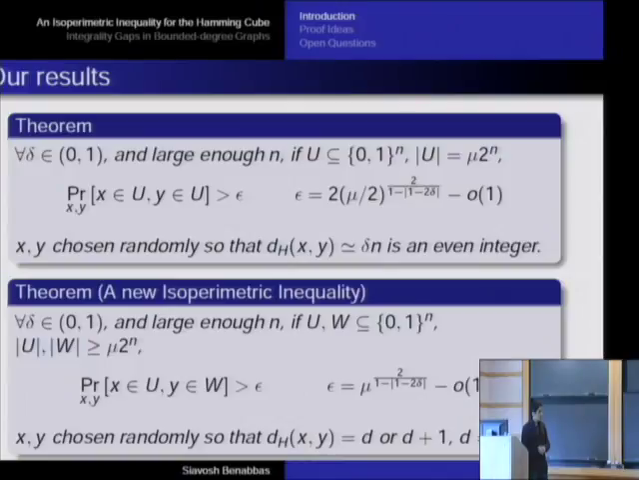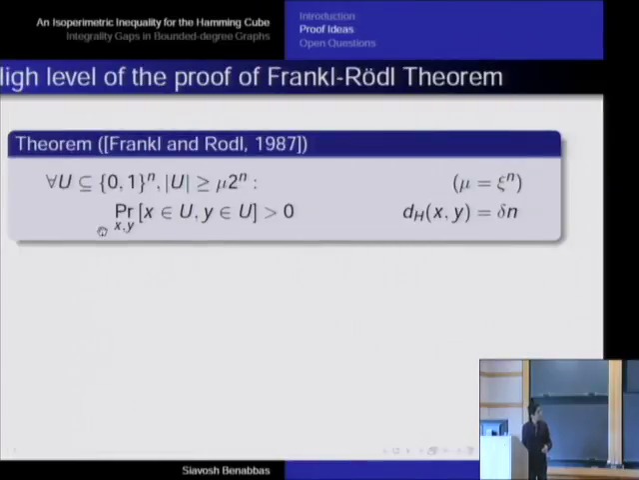Okay, so this is the main theorem. Let me tell you a little bit about the proof. Let me first tell you the high level, or the first step of the original Frankl-Rodl proof. You want to show that if you have a set which is big, then there are pairs x and y that are at distance exactly d inside your set. So first you reduce this problem to a related problem, where instead of counting pairs at distance d, you count pairs that share exactly d 1s.